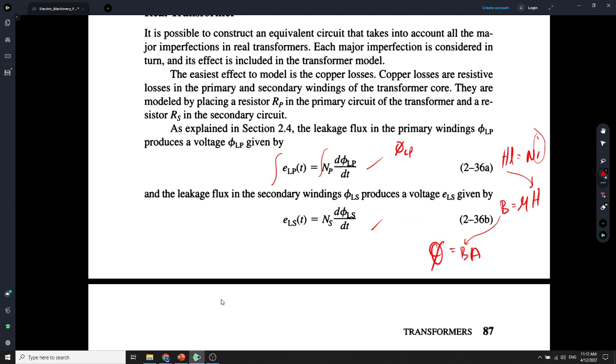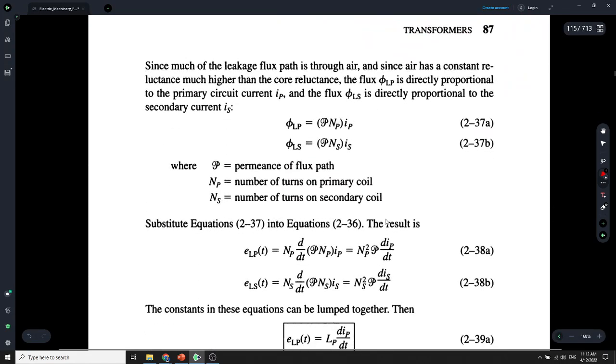So when we substitute, we get mu Ni over L, so they will be directly proportional to the current. However, for flux there is a different parameter: they use the permeance of the flux path, multiplied by the number of turns and also the current. Which means that the flux is directly proportional to the current.